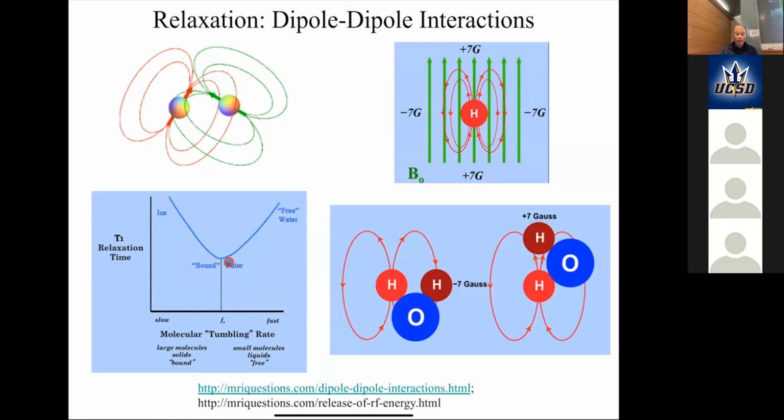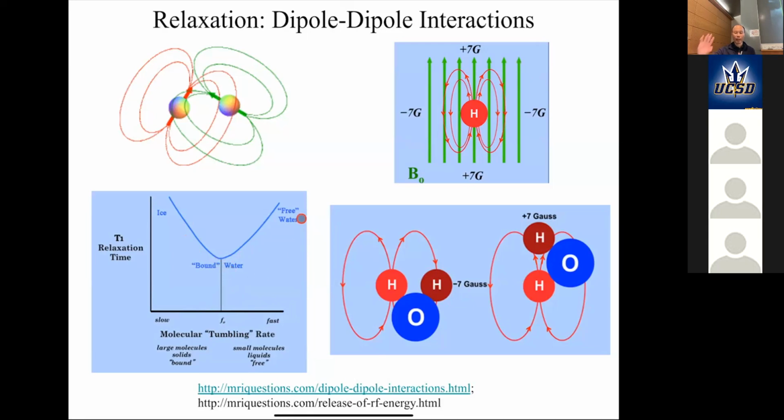So it turns out that there is a special frequency. When the Larmor frequency is equal to the molecular tumbling rate, that's the sweet spot. That's where the relaxation time is the smallest, okay? So that means the relaxation rate is the fastest, or the T1 relaxation time is the smallest, all right? So low T1 is where you're matching the environment.